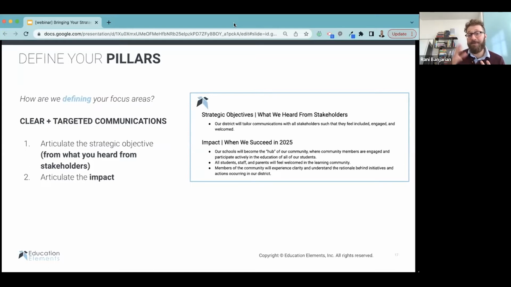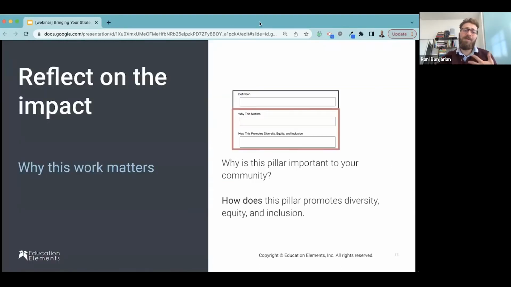And if you're able to access the document, you'll see that in the template there are blank spots for you to, again, this is just an example, but blank spots for you to actually walk through with a committee, a planning committee or a planning team, as you're going through this process. So I have my pillars. I've identified my focus areas as a district. What do we need to do now in order to bring this to life? Next, it's important that you articulate why this work matters. Why is this pillar important to your community?